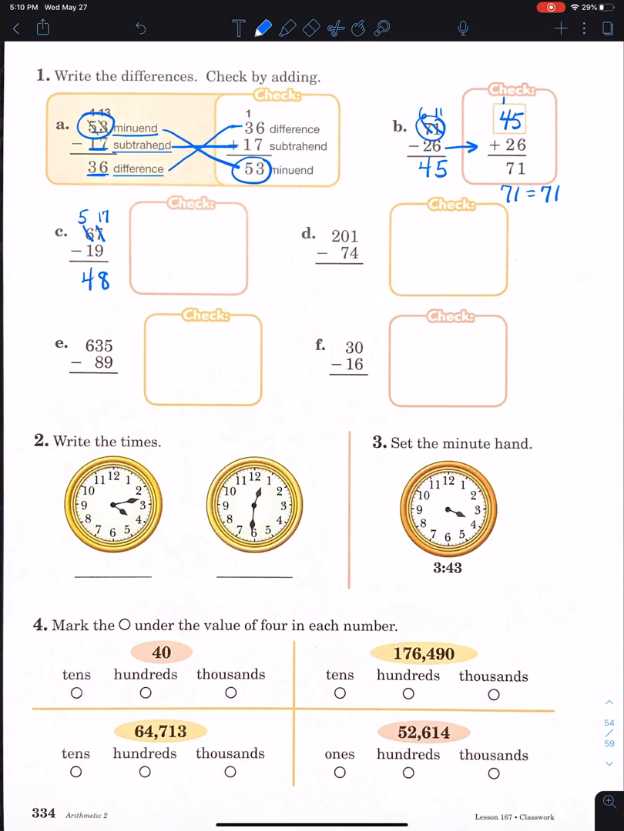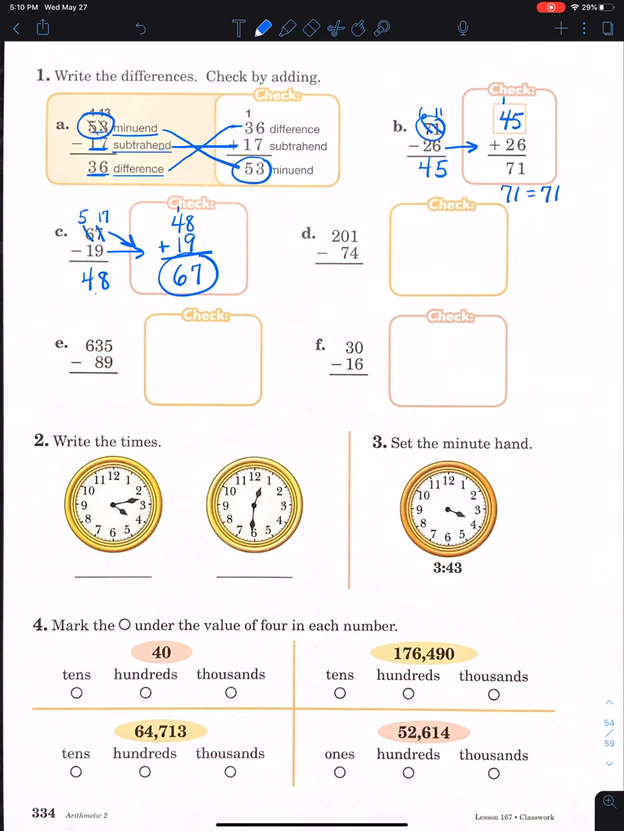Let's see if we did it right. We're going to take our answer, our difference, and start with that at the top. And we're going to add it to the subtrahend, 19. If we got this subtraction problem right, what answer should we get here? We should get this answer, 67. So let's see. 8 plus 9 is 17. 1 plus 4 is 5. And 5 plus 1 is 6. So we got it correct. Good job, us.